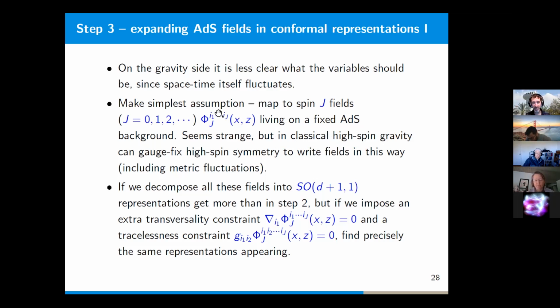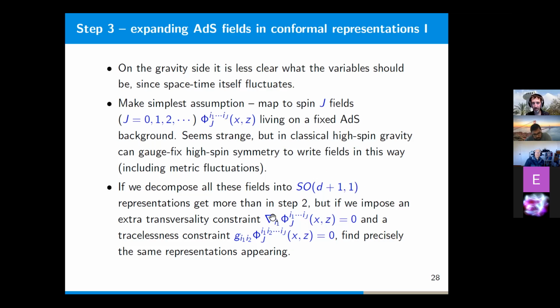So our field variables on the gravity side are going to be just these spin J fields living on AdS space. And once we assume that, of course, we know how to decompose these fields under the isometries of AdS space. If we just take general massless spin J fields and decompose them, we actually get more representations than we had in the previous step.